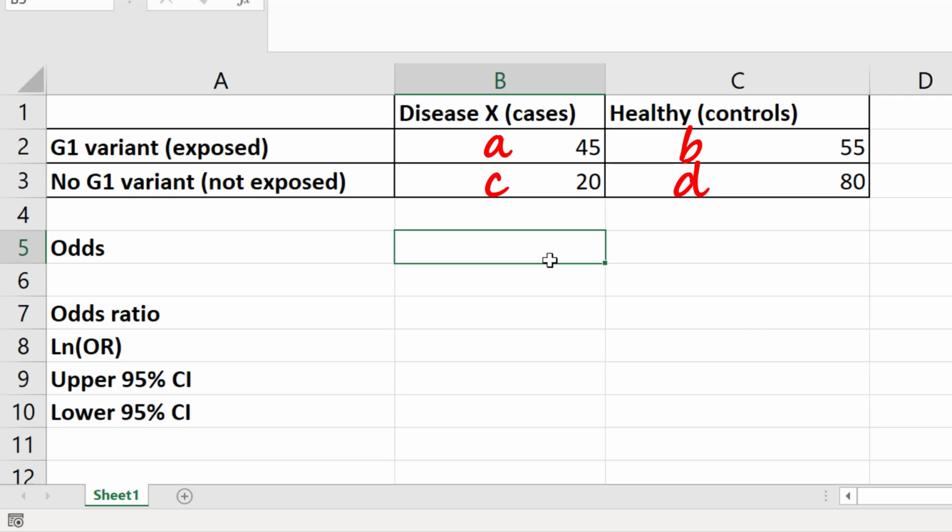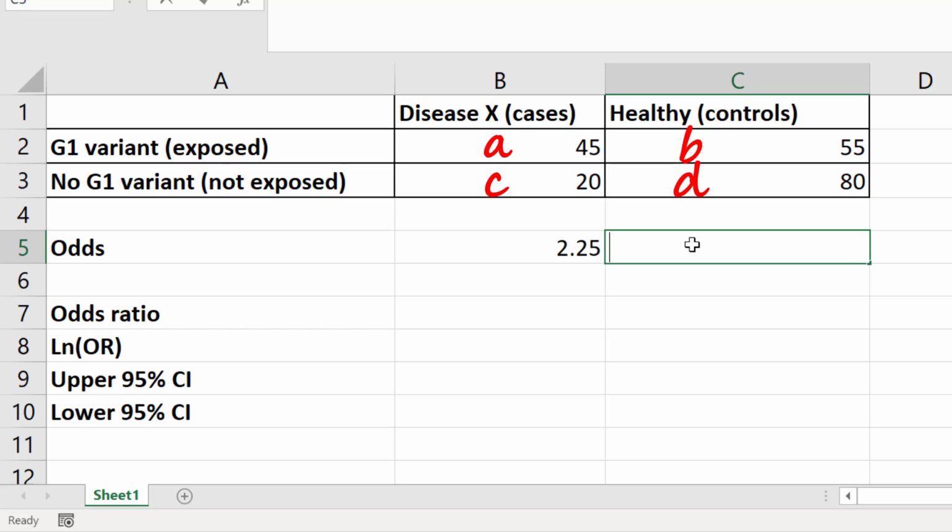In a new cell, I will type in equals and click on the cell that is labeled A in the equation, and divide this by the cell that is labeled C. This will calculate the odds of carrying the G1 gene variant among those with disease X. The result is an odds of 2.25. I will then repeat this process for the controls. So in a new cell, I will type in equals, click on the cell that is B in the equation, and divide this with the second cell that is labeled D in the equation. This will calculate the odds of carrying the G1 gene variant in those without disease X. The result in this case is an odds of 0.69.